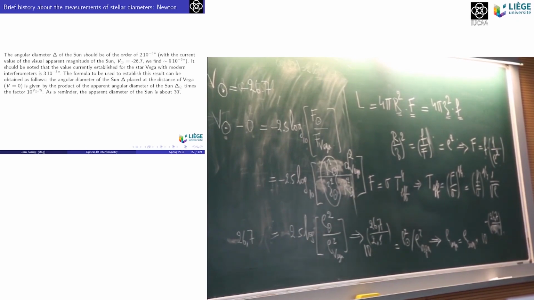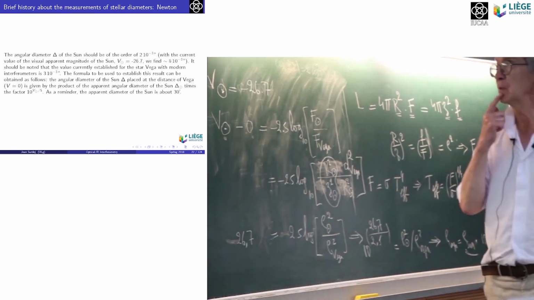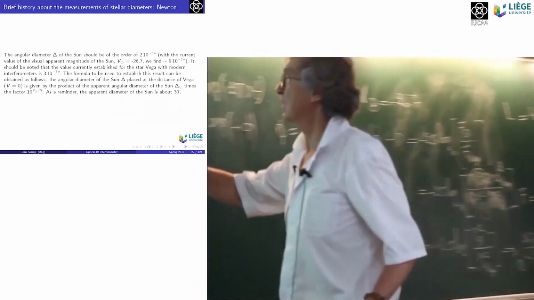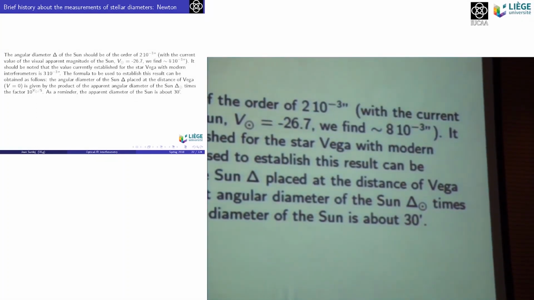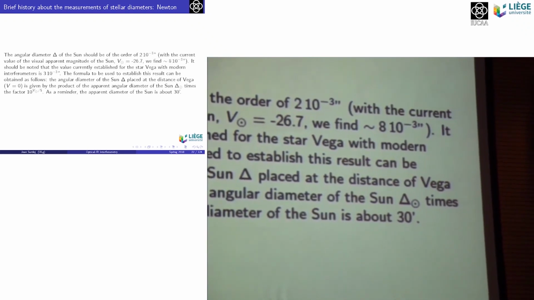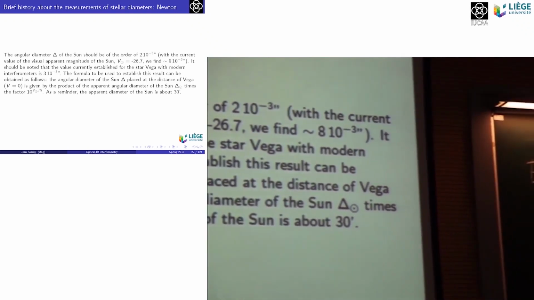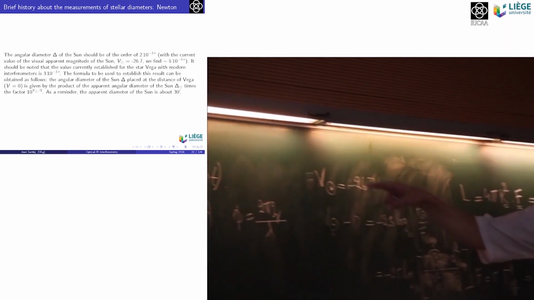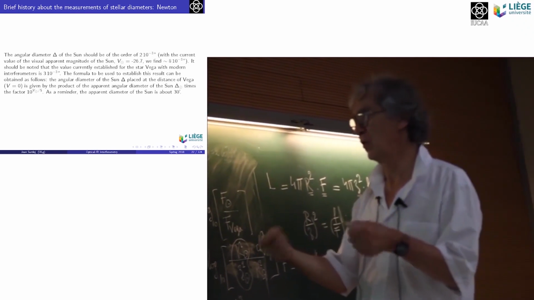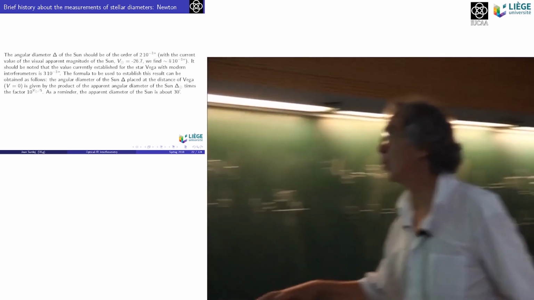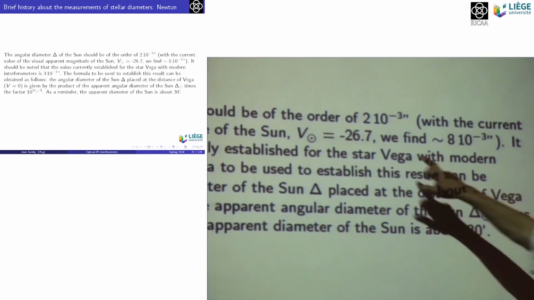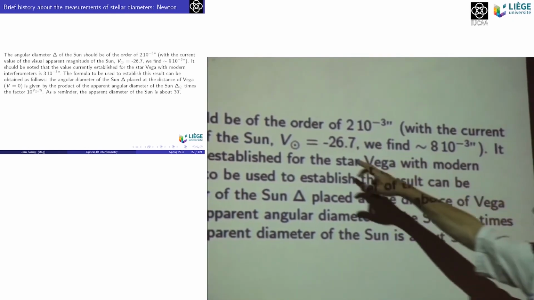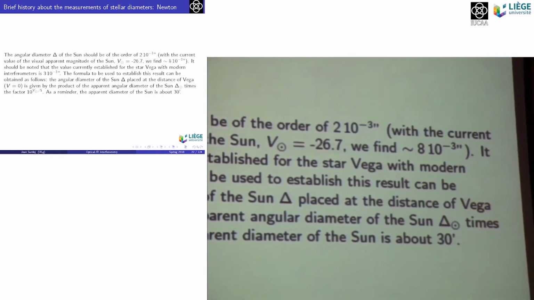And if you do that calculation, we know that this is half a degree, 30 arc minutes. And if you make the calculation, Newton found that the angular radius of the sun, if it was placed at the distance of Vega, should be about 2 milliarcsecond. So he was the first to get a good estimate of an angular radius of a star. And it's a very nice deduction. Now, if you would take the real apparent magnitude of the sun that we know today, we would find that it is 8 milliarcsecond.